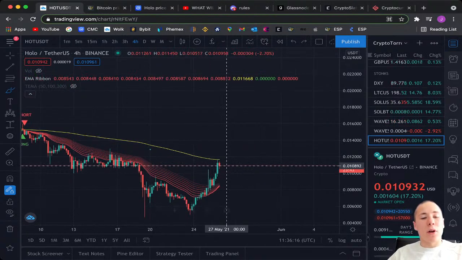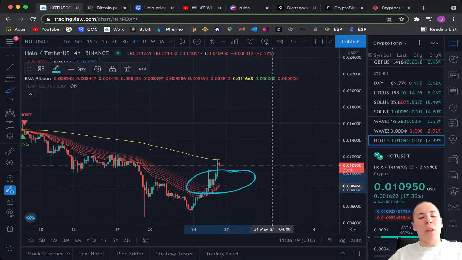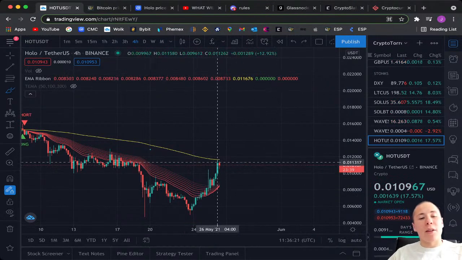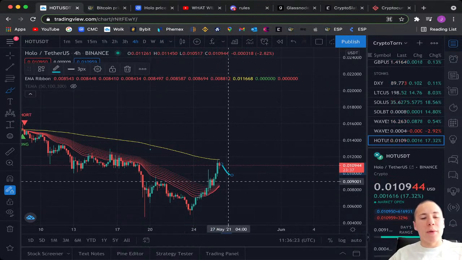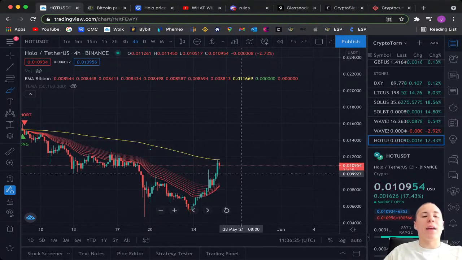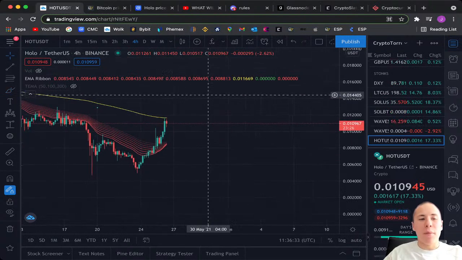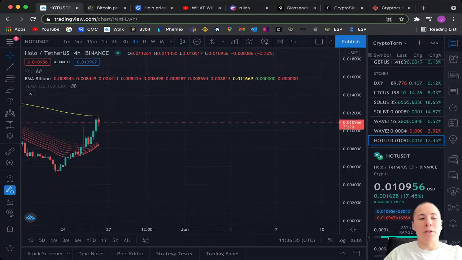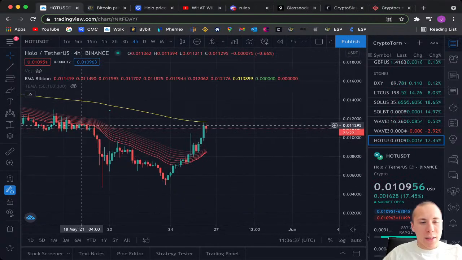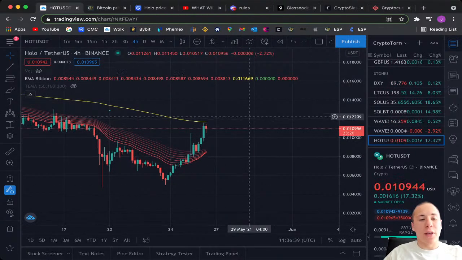EMA ribbon will serve as major support right now if it breaks towards the downside, especially because we saw on the RSI that it is possible that the price of Holo will trade towards the downside during the next couple of hours, because the RSI went above the white dotted line. And that is just an important major factor to take a look at.